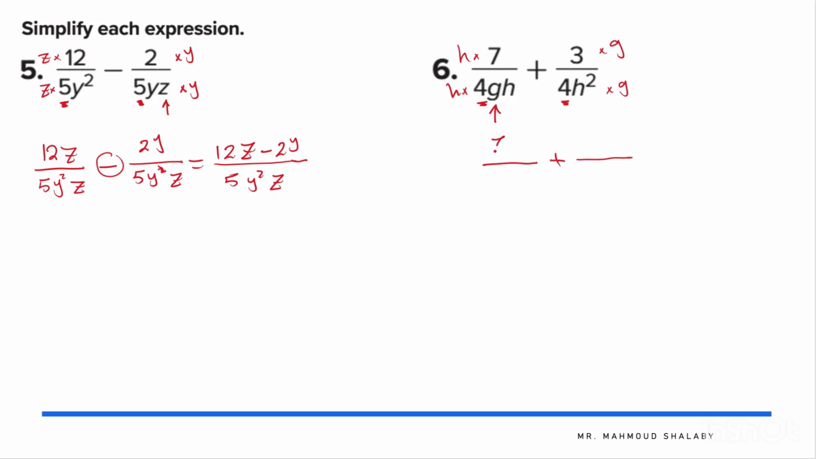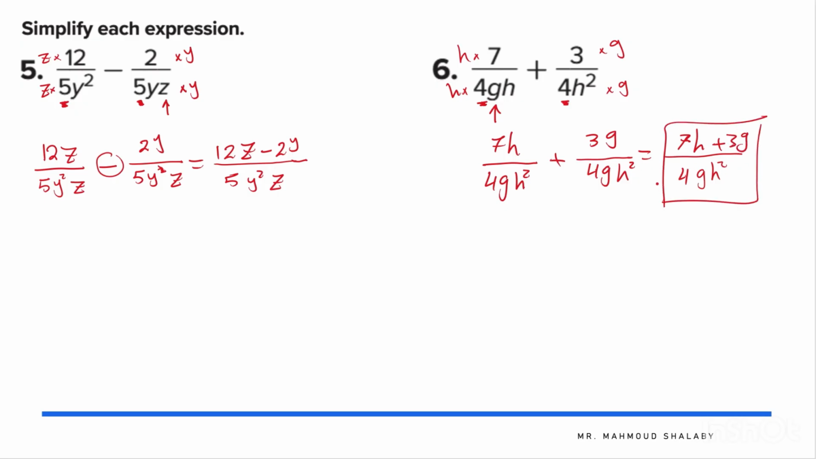7 multiply h is 7h. 4gh multiply h, it means it will be h squared here, and for this one 3 multiply g is a 3g. 4h squared multiply g is 4g h squared, so I write them in the same order, so they are similar. So 4g h squared, and I will add the numerators, which is 7h plus 3g. That's it. So this is the final result here.